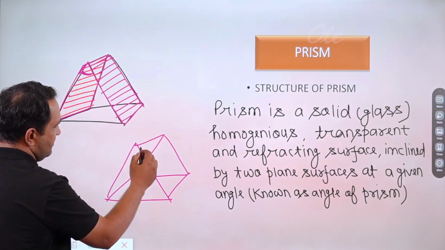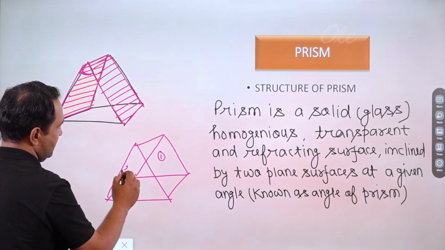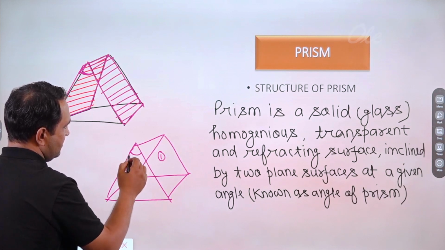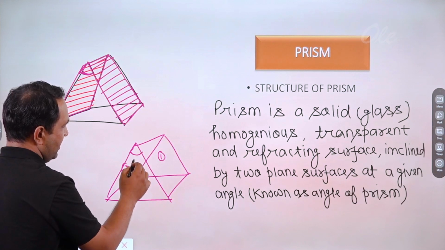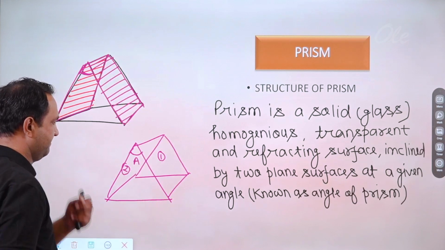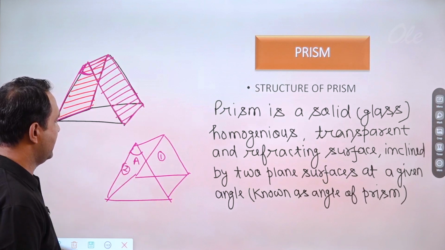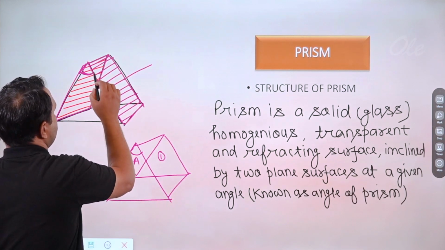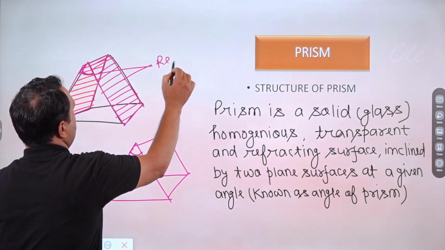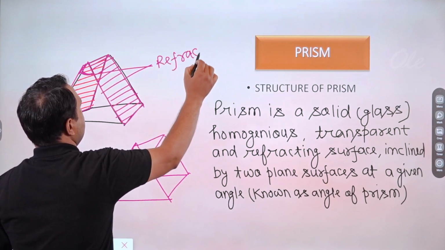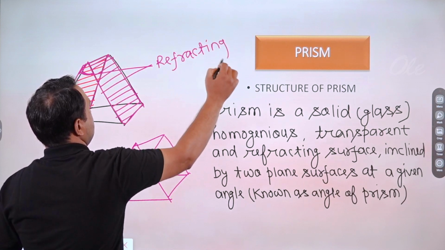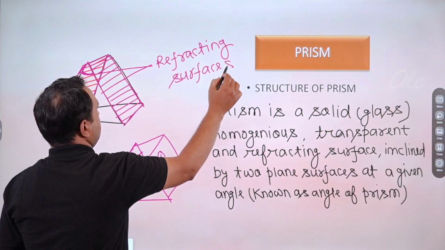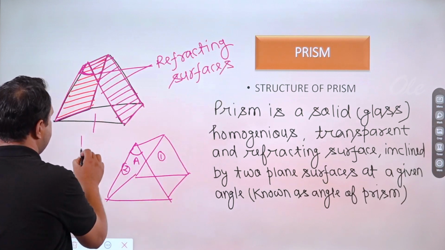Again, these are the two surfaces. One is this, another is this. The angle made between these two inclined surfaces is known as the angle of prism A. This angle is known as the angle of prism, and these two are refracting surfaces, right? This is the base.